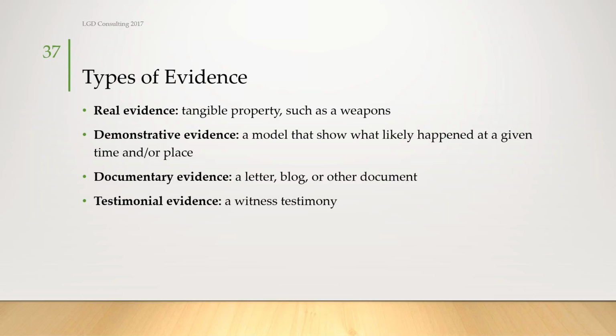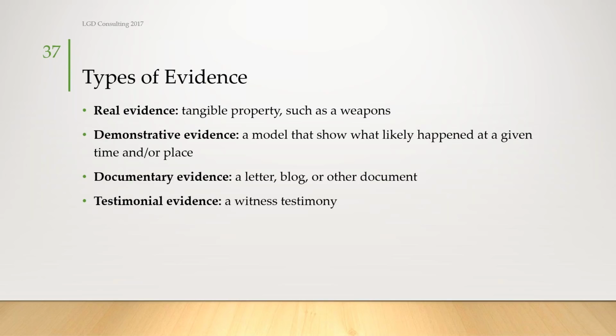Some types of evidence. Whenever you hear real property, think of something structural and tangible. Demonstrative evidence is a model that will show what likely happened at a given time or place. They might even have footage of your neighbors filming you standing there, not trying to put the fire out when your house is on fire. Documentary evidence is a letter, a blog, or some other document, even text messages. It verifies you were texting while you got in the auto accident. Testimonial evidence would be a witness testimony, either a character witness, as they do have those people, or someone who visually witnessed what happened.